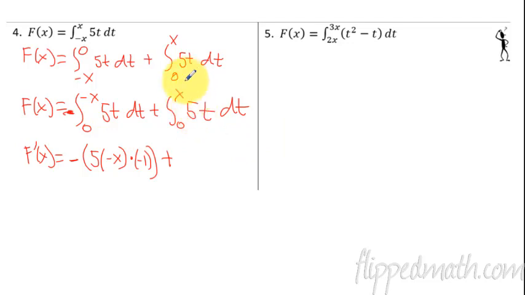Now let's do the second integral. This one's a lot easier. Just plug in the x. So we get 5x. And then that's it. There's no chain rule on this one that we have to worry about.